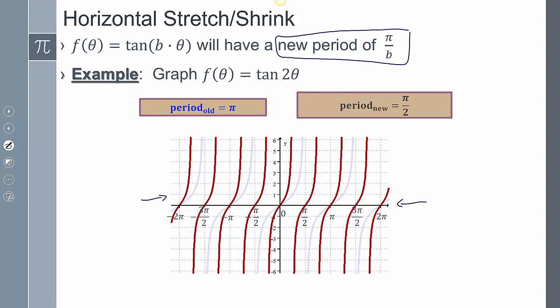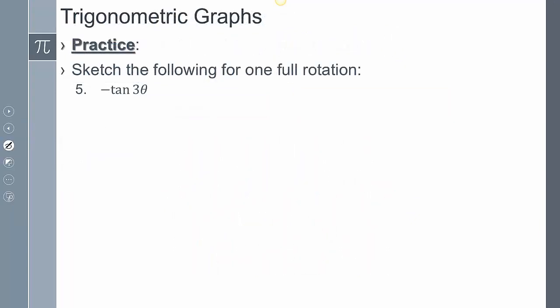And that's why I was able to fit much more tangents within that same space there. So just remember, the natural period for tangent is pi. So instead of 2 pi over b, it's going to be pi over b. So now sketching with tangent, once again, we have to describe the different things. So for amplitude on tangent, right, there's none. The only thing that has amplitude is sine and cosine.